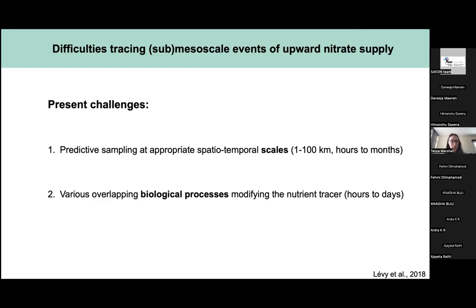Okay, the second biggest challenge in tracing the sub-mesoscale vertical nutrient supply is that when you supply nutrients to the surface ocean, or at least a nitrogen-limited surface ocean, biology or phytoplankton are going to take up this nutrient and remove the tracer, right? So there are these overlapping biological processes that remove the tracer really quickly, right? They will assimilate the nitrate if they're nitrogen-limited within hours. So that makes it also difficult to quantify or even just assess the impact on productivity.